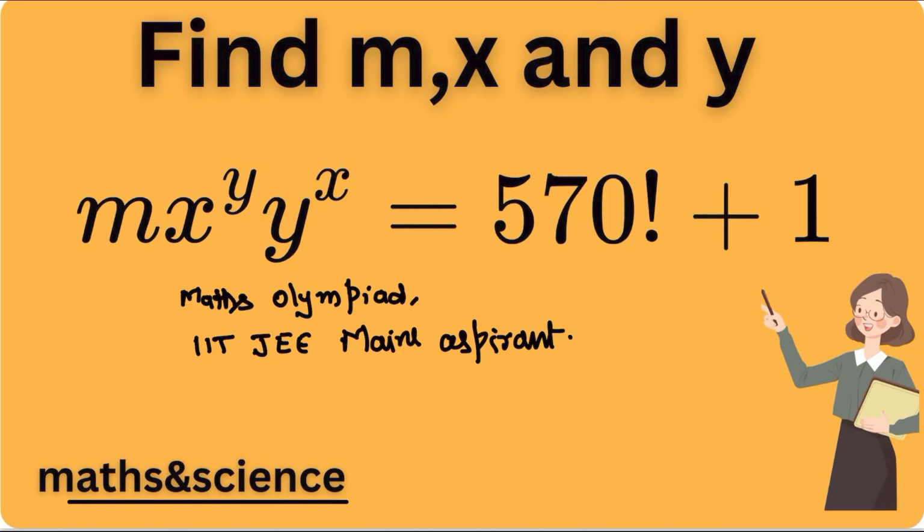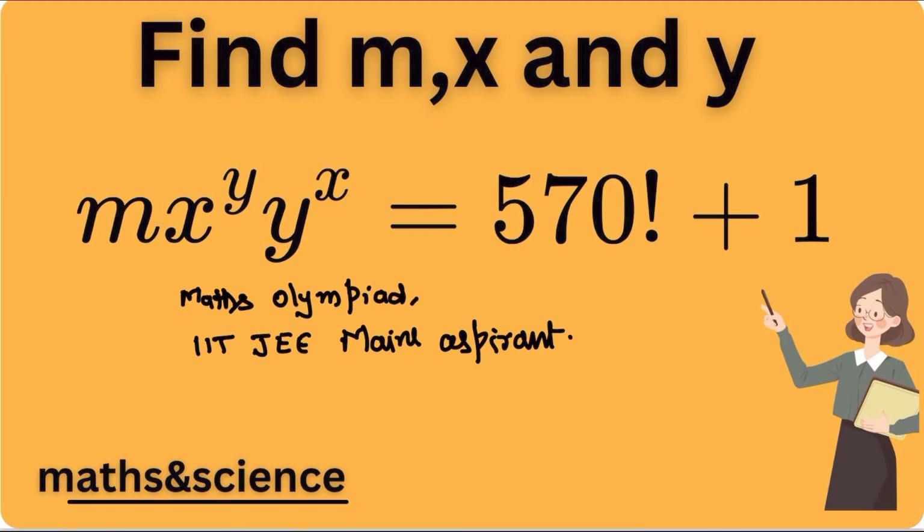And the question is m into x to the power of y into y to the power of x is equal to 570 factorial plus 1. We have to find all the three variables. x, y and m are three variables. We have to find them. Only one equation is given.